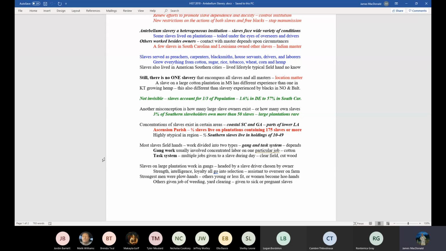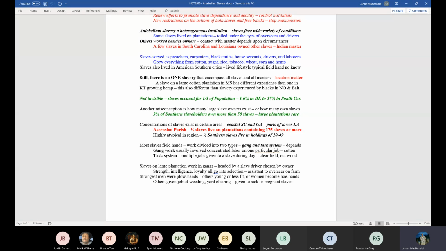One example is Ascension Parish, Louisiana. It's one of the highest concentrations of slaves in the United States. In Ascension Parish, half of the slaves lived on plantations containing 175 slaves or more. Rare, but concentrated in that area. So that was the exception to the rule. It's highly, highly atypical. Half of Southern slaves lived in holdings of 10 to 49.